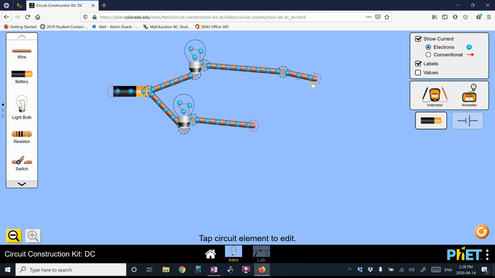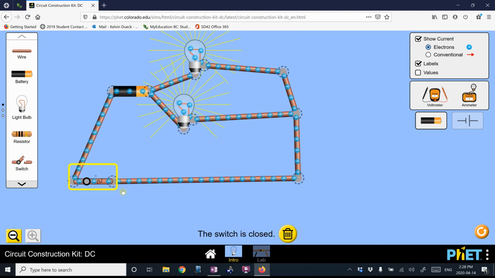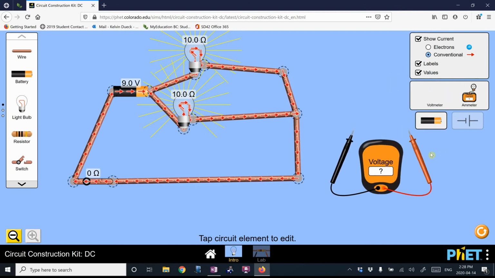And then we'll have the wires rejoin. And now we'll work our way back to the battery. How about we put a switch right here? So this will also work. Again, I want conventional current, not electron flow. I'll turn the values on. You may notice this time, if you wired it this way, you would get different answers.